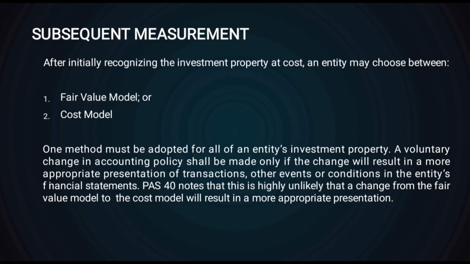Next is the subsequent measurement. So subsequently, we measure investment property using two models. We are permitted to choose between the fair value model and the cost model. We will explain them later. One method must be adopted for all of an entity's investment property. So take note that we adopt only one method for all. So if you have 3 investment properties, it is not allowed that one uses the cost model and two use the fair value model. So they should all be consistent. Voluntary change in accounting policy shall be made only if the change will result in a more appropriate presentation of transaction.